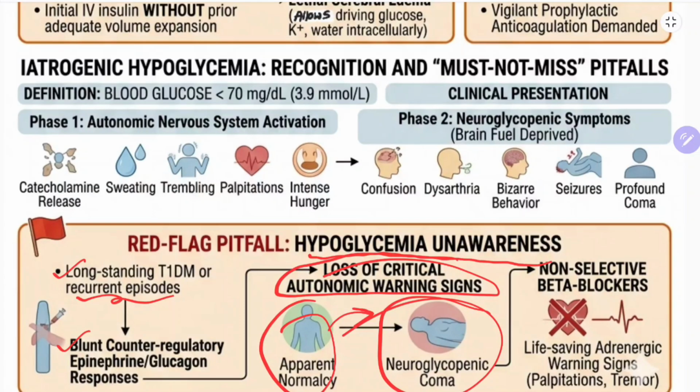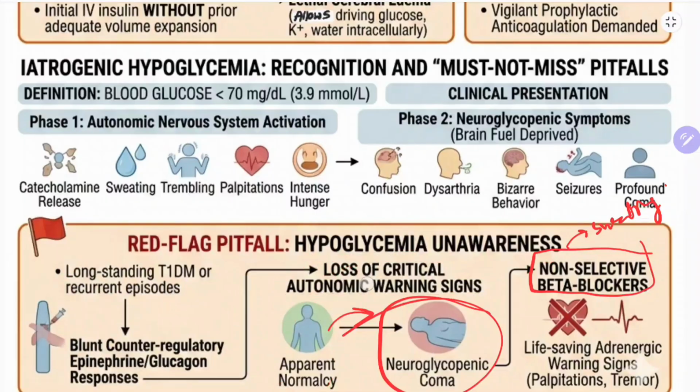Okay. And the other thing I already said, non-selective beta blockers will block the autonomic nervous system symptoms, but they will not block one symptom, that is sweating. Okay, that one we should remember.